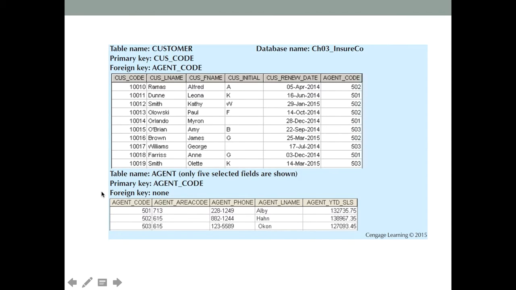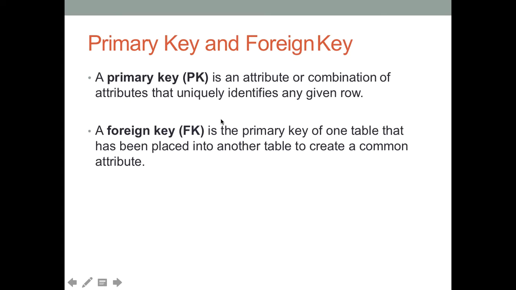And the agent code is also used as a foreign key in the customer table. So remember what's the definition of foreign key? A foreign key is a primary key of one table that has been placed into another table to create a common attribute. In this example, the agent code is the primary key of the agent table that has been placed into the customer table to create a common attribute.